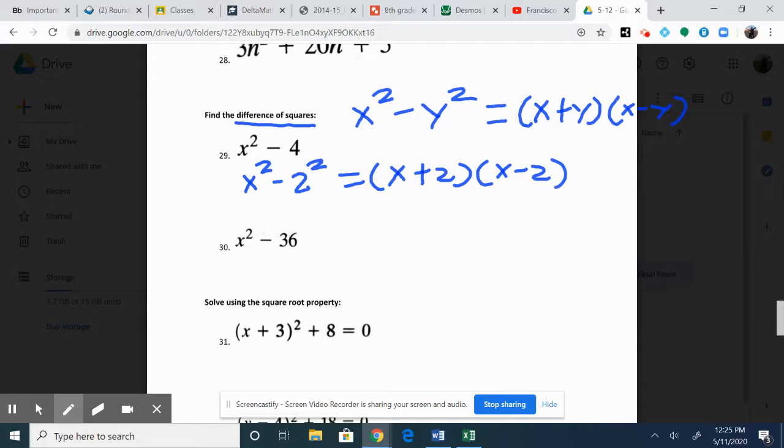Same thing with number 30. We can rewrite that as 6 squared. So our answer would be x plus 6, x minus 6.